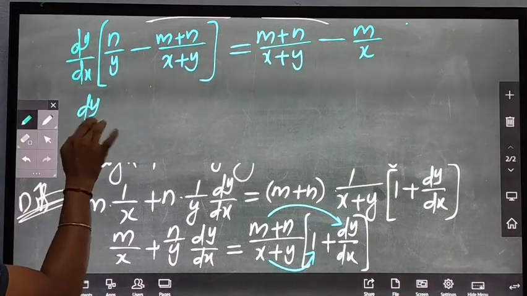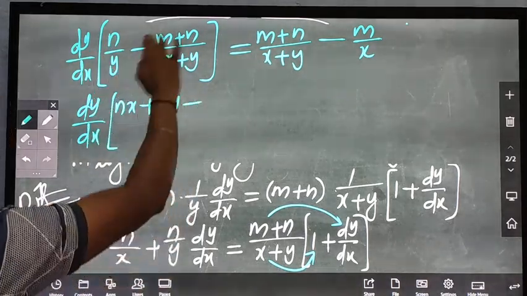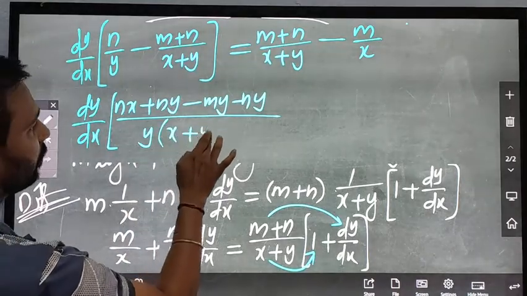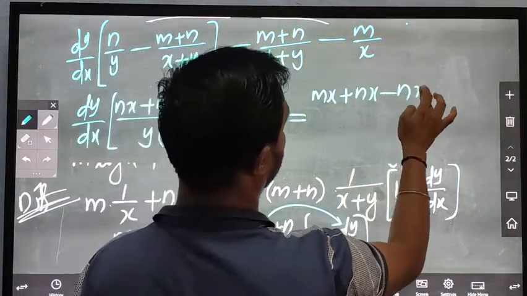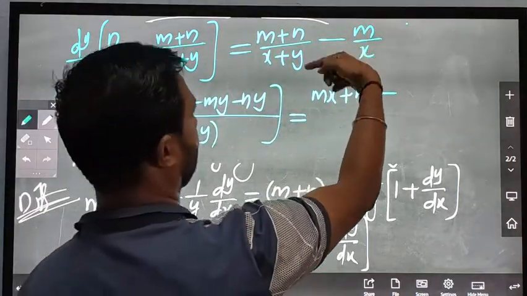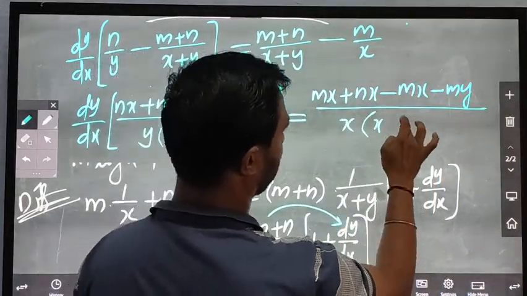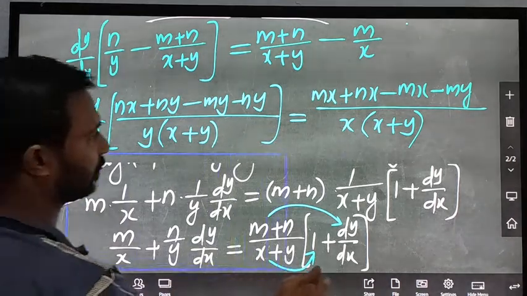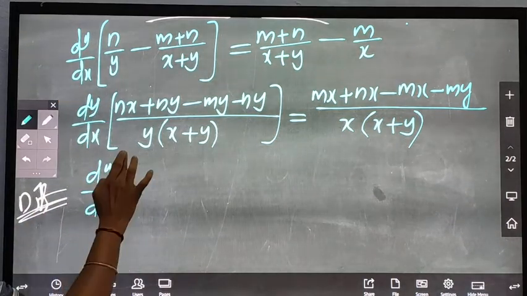Yes, let us simplify. It is dy by dx into, cross multiplying, nx plus ny minus my minus ny divided by y into x plus y, equal to the right side, cross multiply: mx plus nx minus mx minus my divided by x into x plus y. Now simplify.